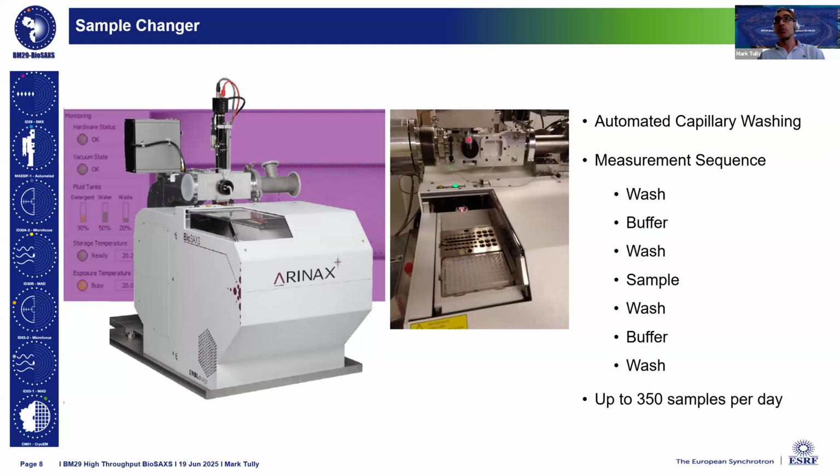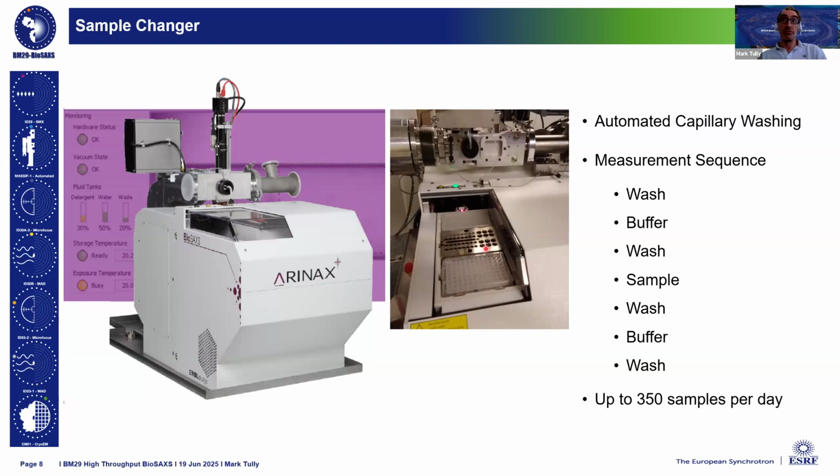The capillary is automatically washed by the robot. So we flush with Hellmanex and ethanol initially, then we flush that out with water, followed by compressed air. Our measurement sequence would normally be to wash the capillary, measure the buffer, wash the capillary, measure the sample, more washing, more buffer, more washing. This really allows us to keep the capillary clean, to stop fouling.